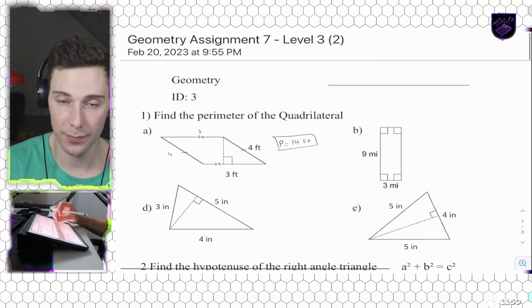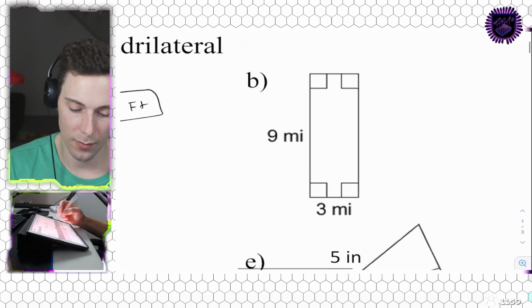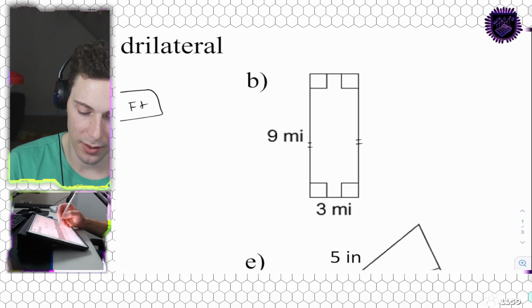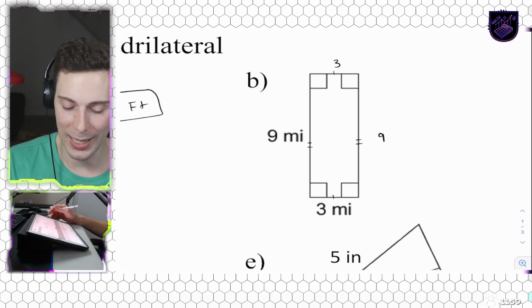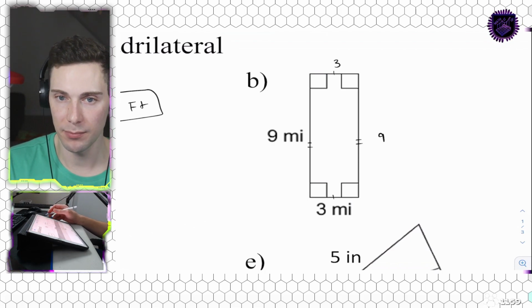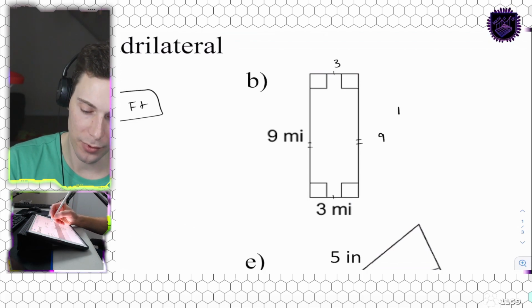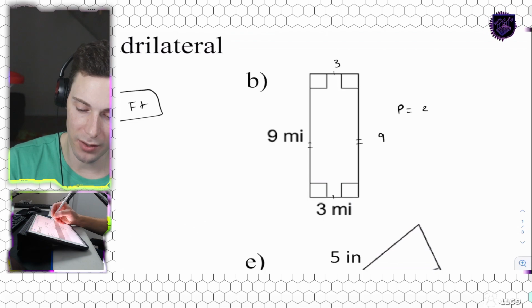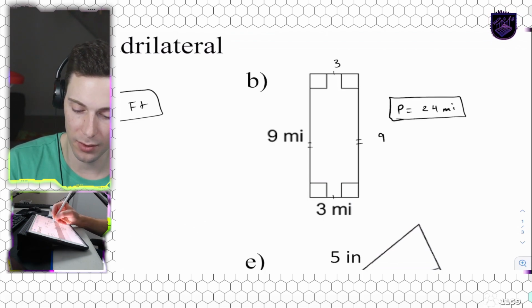For our next shape, it is a rectangle. The rectangle is going to be equal on this side and this side. It'll be 9 here. It'll be equal on top and bottom. It'll be 3 here. It'll be 9 plus 9 plus 3 plus 3. 18 plus 6. Our perimeter will be 24 miles is our unit of measurement on this particular shape.